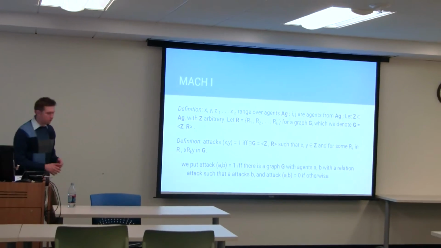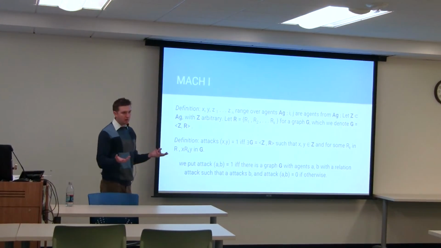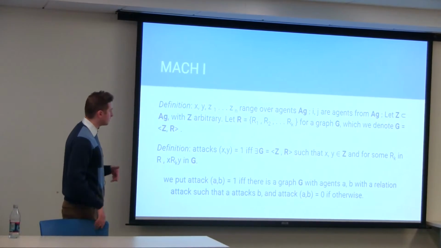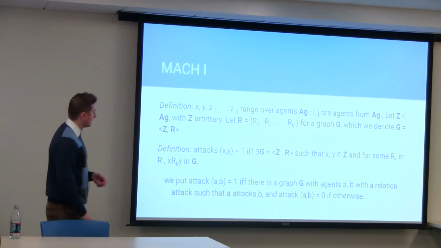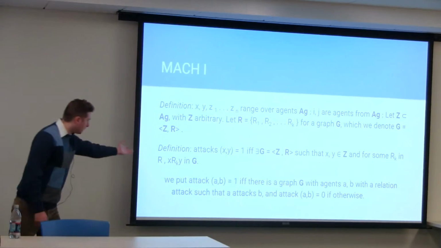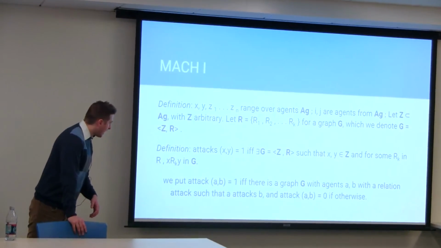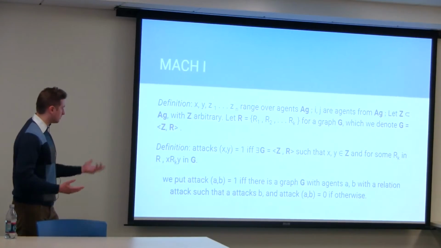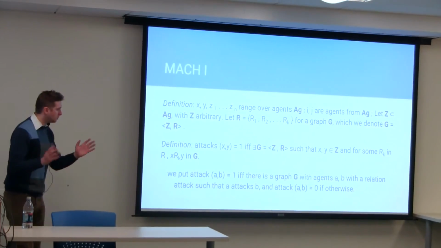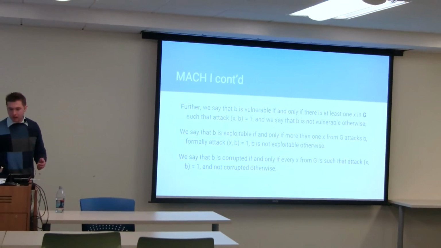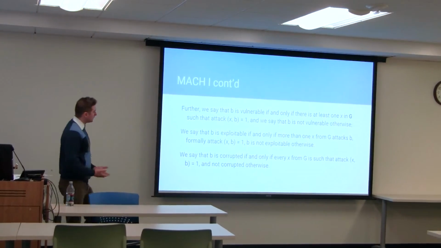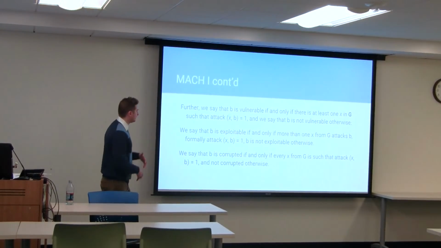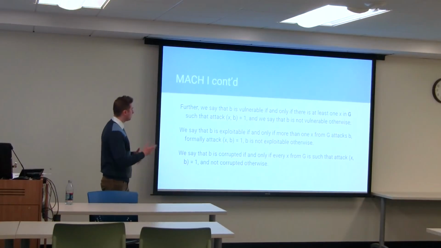And I say, well, look, these relations can be attack relations. And so we have a definition for an attack, which is there for you. We put attack is one if and only if there is a graph G with agents A, B, relation attack such that A attacks B, and so on, and zero otherwise. And you can define it recursively, and you can build other relations on top of this. So you can define vulnerability, exploitable, all these different things.